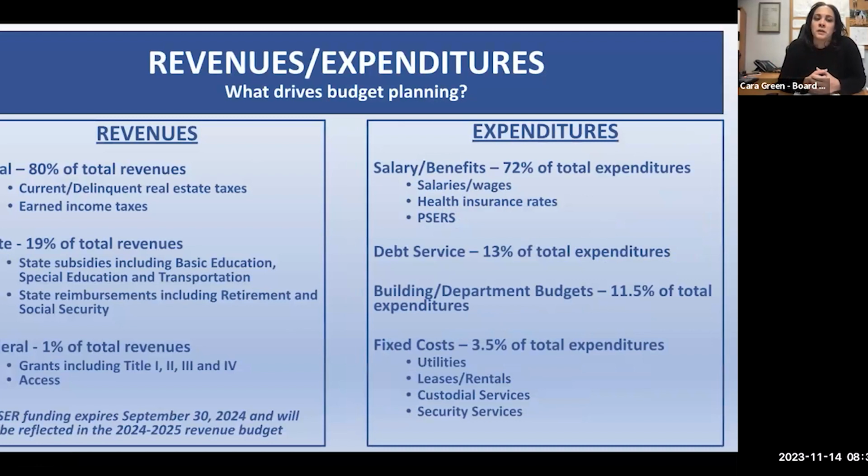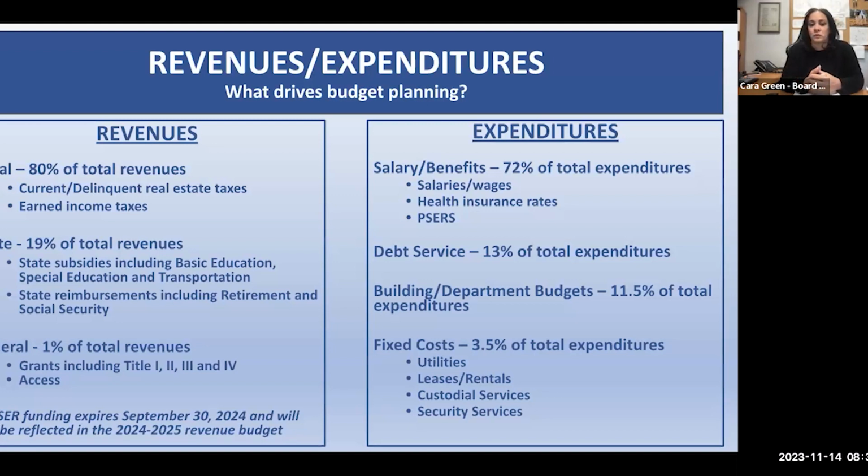So on the revenue side, as you all know, the local funding sources derive 80% of our total revenues. And the big chunk of that is our property taxes. The other big chunk is our earned income taxes. We get about 19% of total revenues from the state with those subsidies listed, and then about 1% from our federal government. I just want to make a notation that ESSER funding is expiring September 30th of 2024. And so those funds are being weaned out of our budget. They will not be reflected in our budget because those funds are expiring and we have to use them by September of 2024.